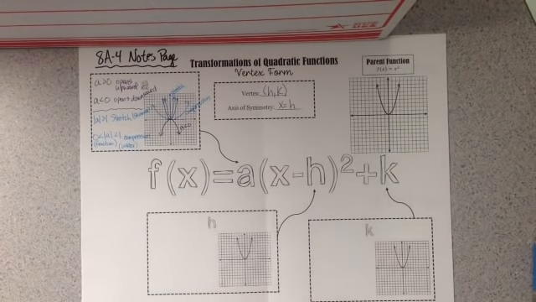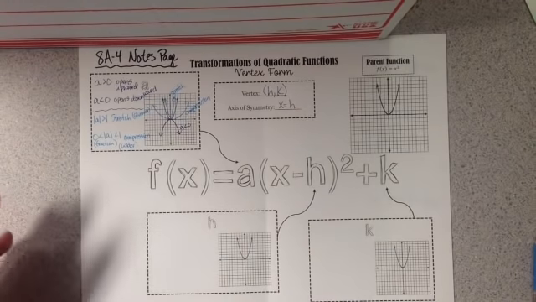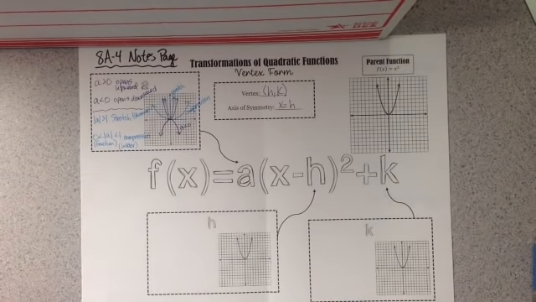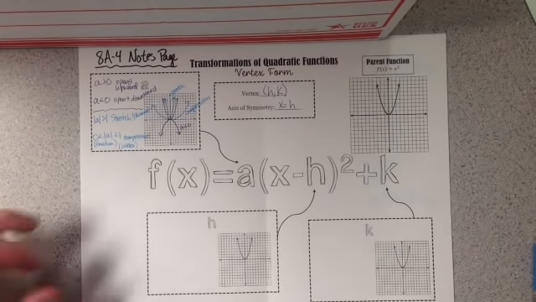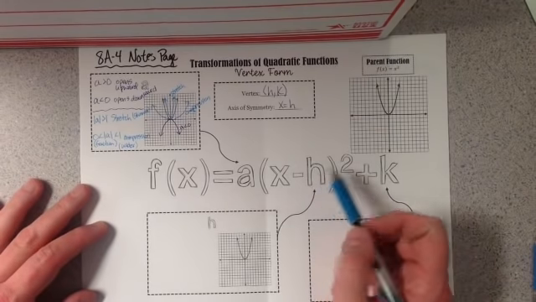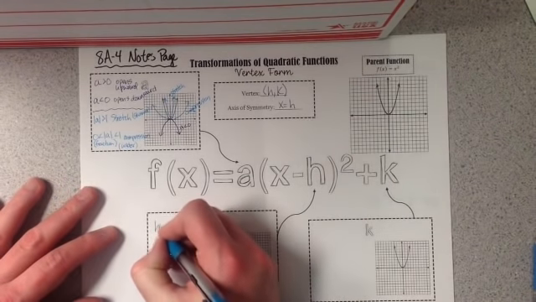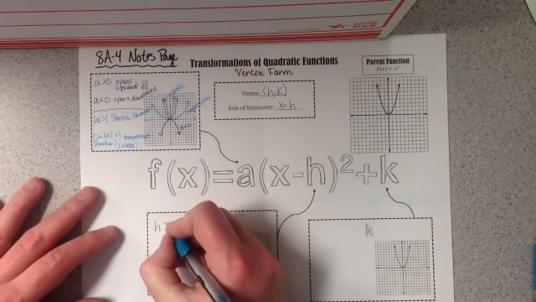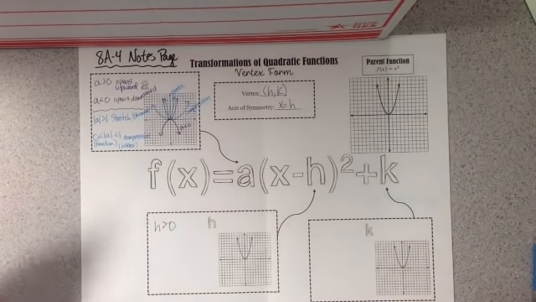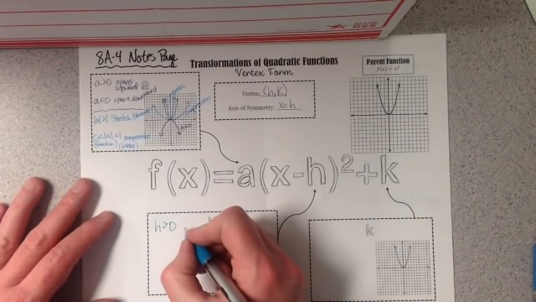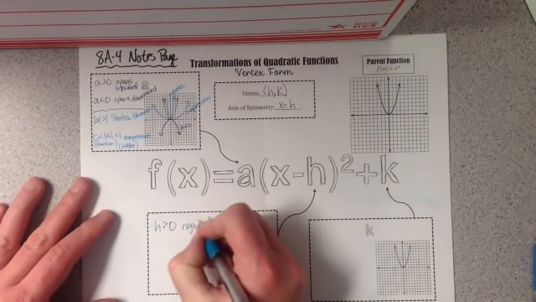Now let's look at what h tells us. H tells us how the parabola is going to move left or right. Okay, notice it says x minus h. If h is greater than 0, which means it's a positive number, then it's going to move to the right.